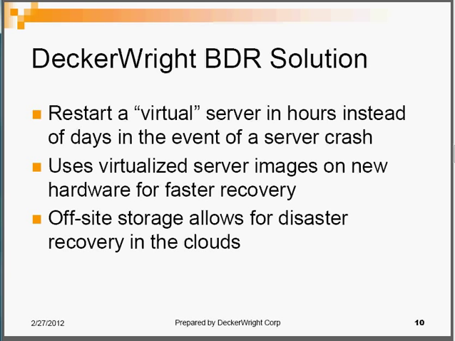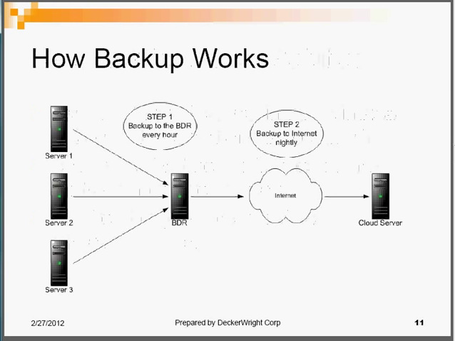Our offsite storage also allows the virtualization of servers in the cloud to facilitate disaster recovery when the entire facility is lost. Here's how the backup works. Every hour, each server on your network backs up to our backup and disaster recovery appliance. Those server backups are collapsed every night into a daily backup that's pushed out over the internet to our cloud server that's on the West Coast.